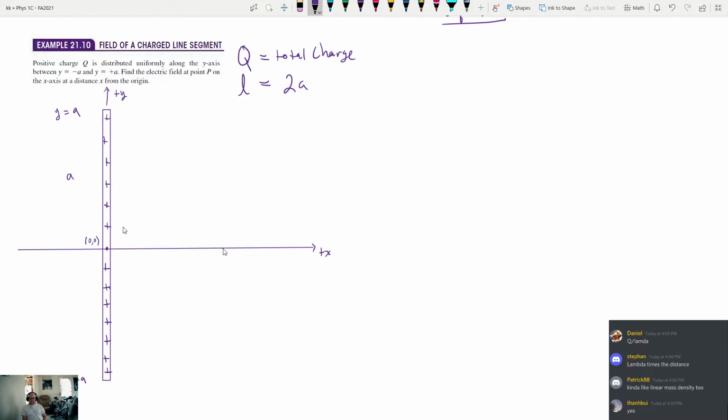So we're just going to pick a random point right here. We're going to call that P. We're going to say it has a distance x from the origin. We want to find what is the electric field at that location. That's our goal.